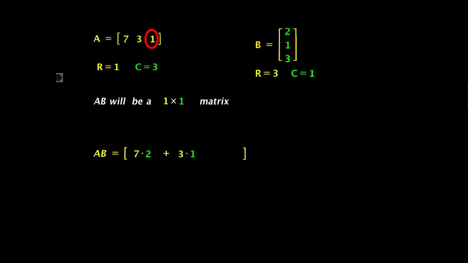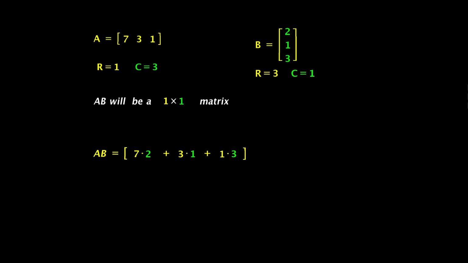Let me just put the sign properly. Left to right, top to bottom. We started with 7 and the 2, wrote it over here, put a plus, 3 and the 2 going from left to right, coming from top to bottom. And finally we pick the 1 from here and we pick the last value. So from left to right is the last value, from top to bottom that's the last value. So get the 1 from there, get the 3 from there, and multiply the two values.